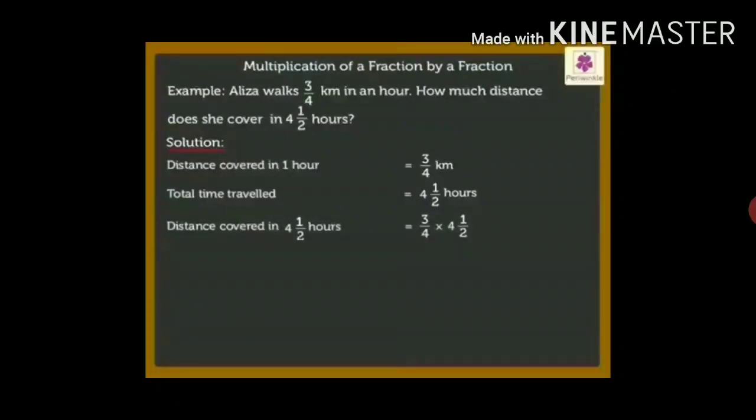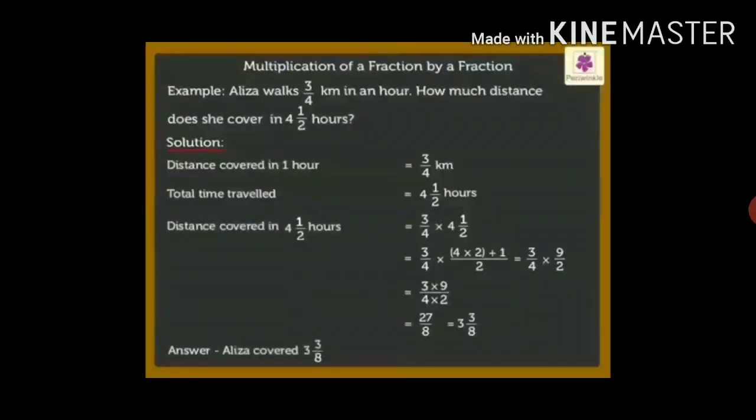To find the answer, we begin with the conversion of the mixed number to an improper fraction. We get 3 upon 4 into 9 upon 2. Now, find the product of numerators divided by the product of denominators, which gives 27 upon 8. Finally, let us change the improper fraction to a mixed number. Thus, we get 3 and 3 upon 8. Thus, Eliza covered 3 and 3 upon 8 kilometers in 4.5 hours.